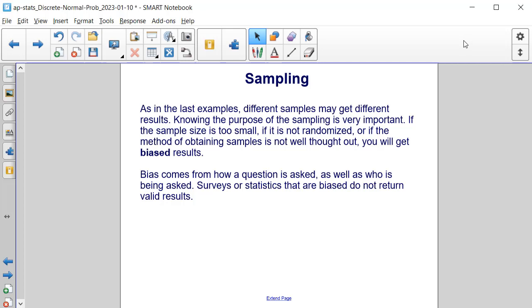As in the last examples, different samples may get different results. Knowing the purpose of the sampling is very important. If the sample size is too small, if it is not randomized, or if the method of obtaining samples is not well thought out, you will get biased results. Bias comes from how a question is asked as well as who is being asked. Surveys or statistics that are biased do not return valid results.